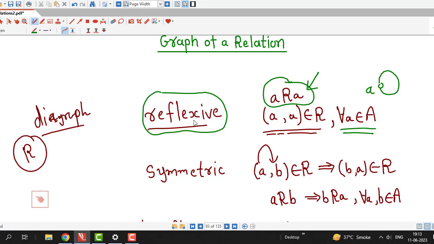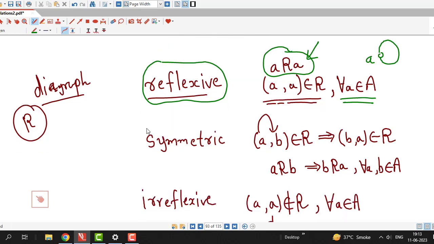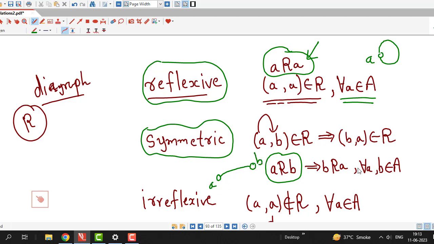Now suppose we want to check whether the relation satisfies the symmetric property. The symmetric property says that if a is related to b, that is, if there is an edge from a to b, then b is related to a. That is, there must be a reverse edge from b to a. If there is an edge from a to b, that means a is related to b, and the symmetric property requires that b must be related to a. So there must be a reverse arc from b to a.